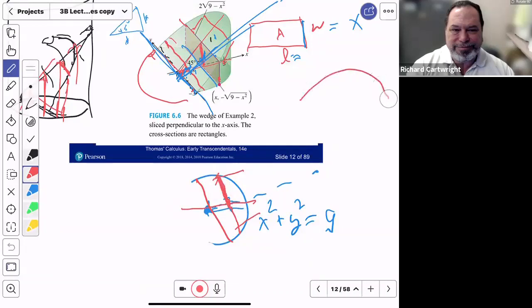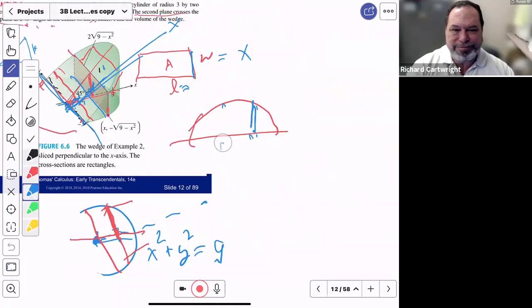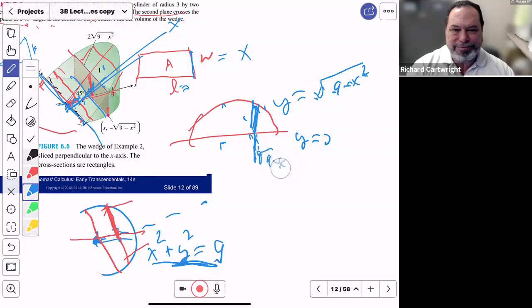That's the same as saying, I have a semicircle and I have a line, and I want to know what the distance is here. It's the same thing as the area between those two curves. This is y equals 0. This is y equals, let me solve this for y, the square root of 9 minus x squared. So this distance right here is the square root of 9 minus x squared. But the rest of the rectangle is down here, which is identical to this. So this is also the square root of 9 minus x squared. So I have two of them. That's why the whole length is 2 times the square root of 9 minus x squared.